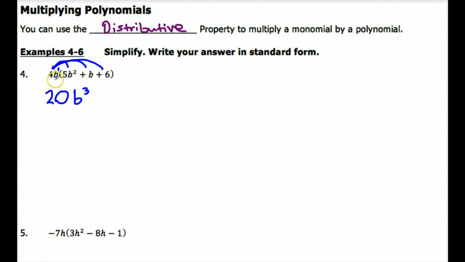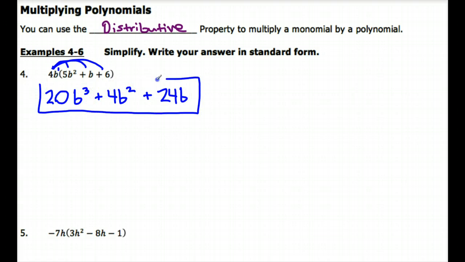I'll do the same thing with my b, my second term here. 4b times b is going to give us a positive 4b squared. And then finally distribute my 4b to my 6. 4b times 6 will give me a 24b. Again, you want to make sure you're in standard form. We're going from exponents of 3 down to 2 down to 1. So this is simplified and in standard form.